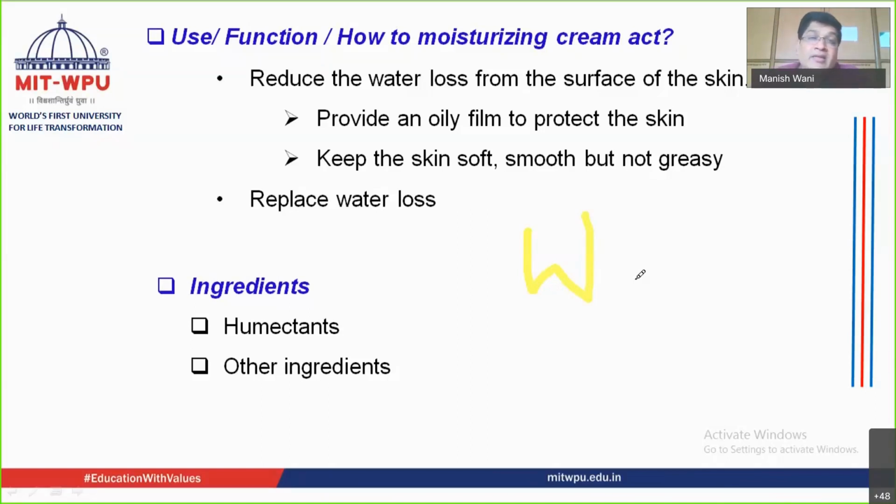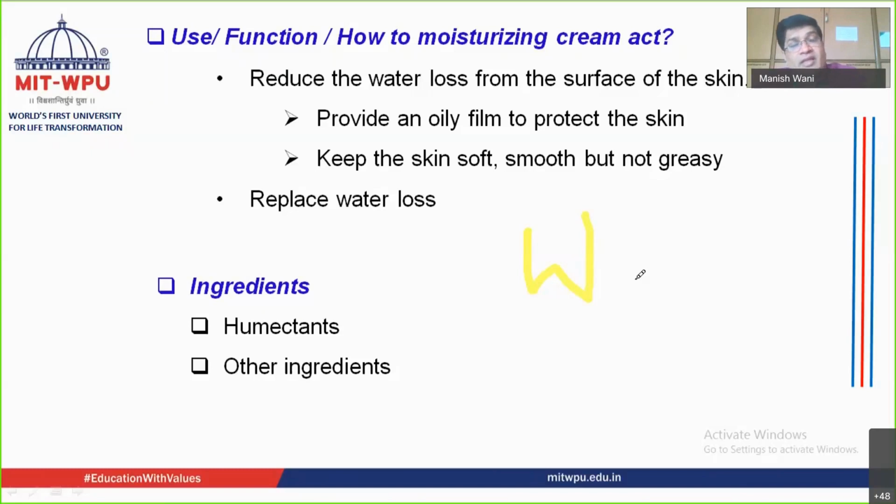So you go to solve one cosmetic problem and another one will come. So better is to go for your moisturizing cream. Ingredient, as Sanjana rightly pointed out some moments back, humectant is the most important ingredient that is present inside the moisturizing cream.